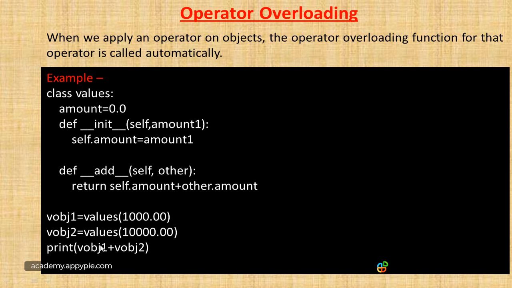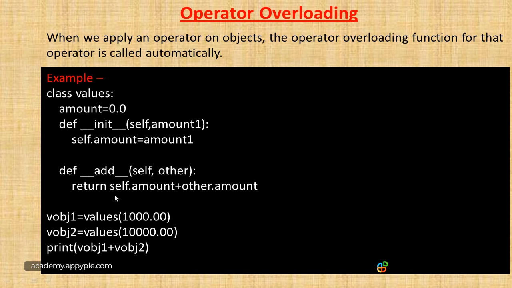So vobj1, the object on the left side, will be considered the current object. By current object, I mean the object through which the operator overloading function add has been called. And vobj2 will be passed to the second formal parameter. As you know, the self parameter just has to be written, and no value is to be passed into it. But when I write vobj2, its values will go into other.